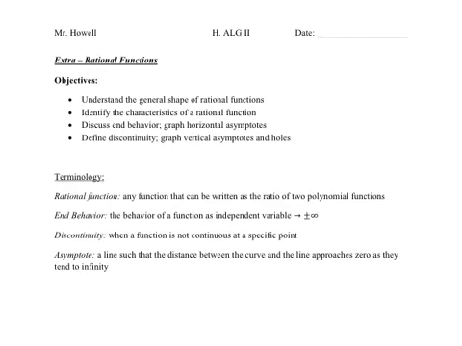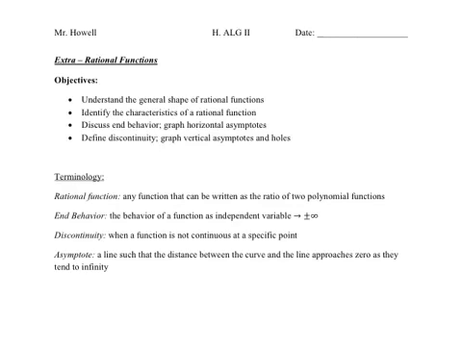So this section is a bit of extra material on rational functions. We're going to look at four major objectives: to understand the general shape of rational functions, to identify characteristics of rational functions, to discuss end behavior and graph horizontal asymptotes, and to define discontinuity and graph vertical asymptotes and holes.